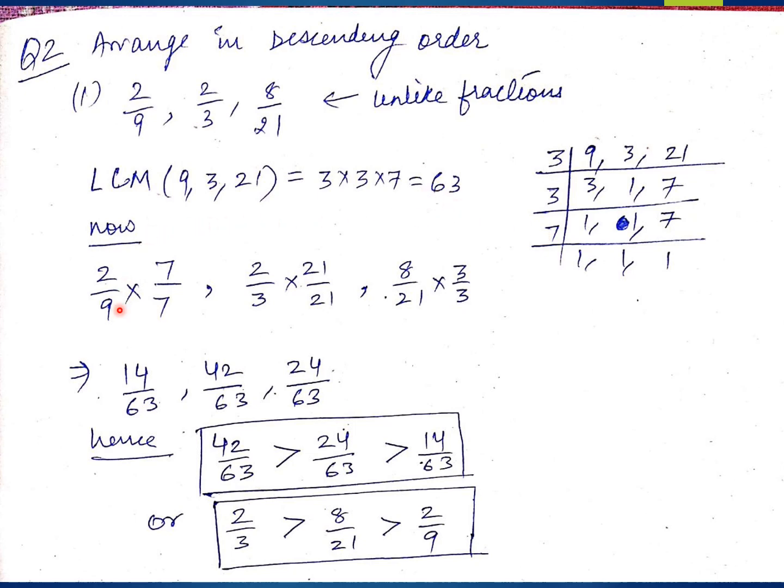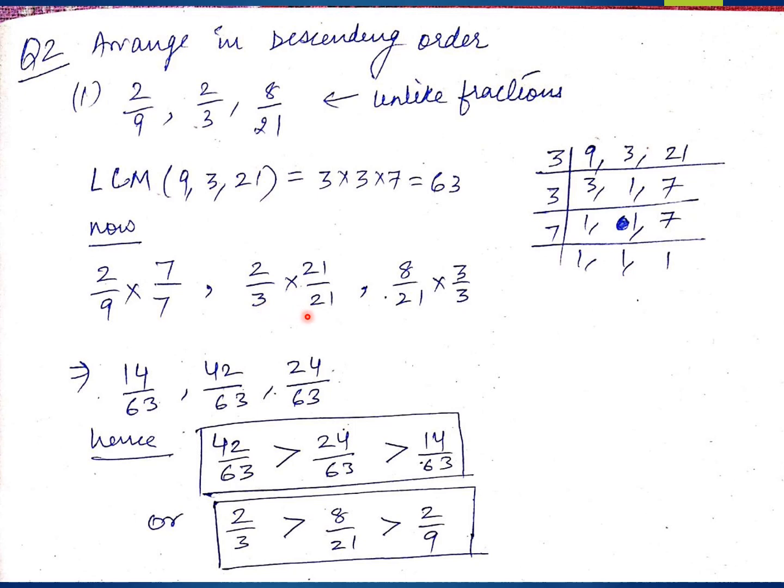Now first number is 2 upon 9. I want to make the denominator 63 because that is the LCM. So we all know if we multiply 7 in 9 we will get 63. So as I am multiplying in the denominator, I have to multiply in the numerator also for the balance, comma 2 upon 3. What should we multiply in 3 to get 63?